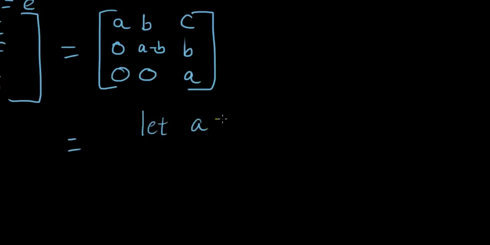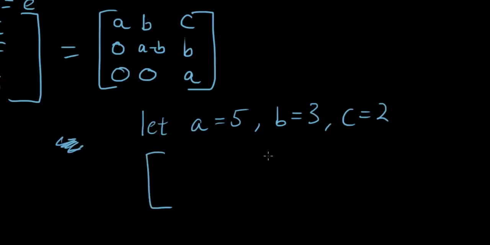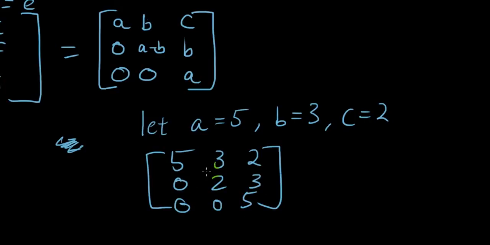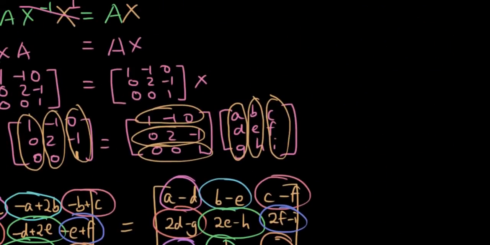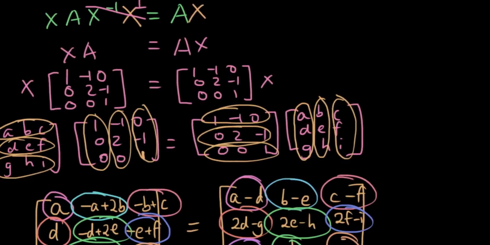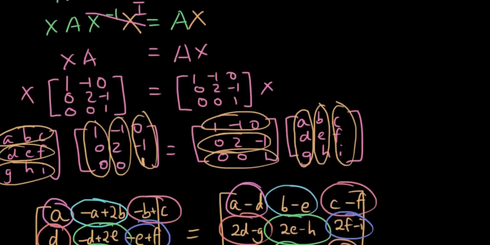So you can let A, B, and C be any real number. I'm just going to let A equal 5, B equal 3, C equal 2. So then you have the matrix 5, 3, 2, 0, 2, 3, 0, 0, 5. And then if you substitute all these numbers into where X is, then X times A should give you A times X. Let's now test it in GeoGebra.